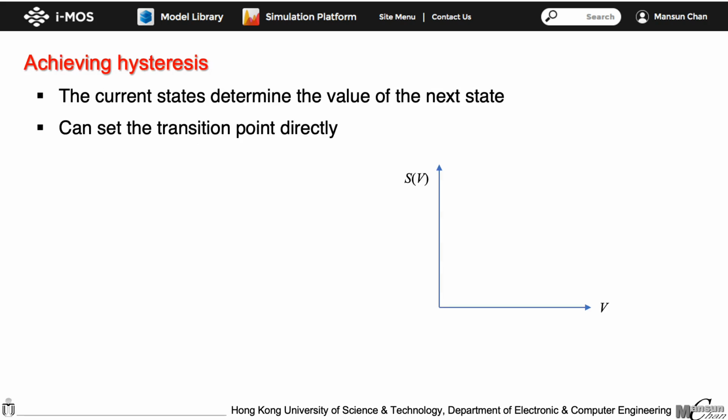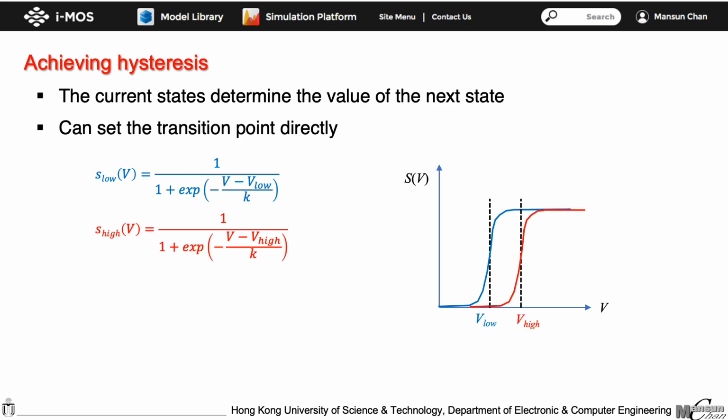Using the dynamic parameter, a simpler approach can be used to implement the hysteresis behavior directly. Here, we can use a step-like function, such as the Fermi-Dirac or hyperbolic tangent, to define the two sides of the hysteresis loop. For example, we use the Fermi-Dirac function to define the curve S low that switches at the voltage V low, and S high that switches at the voltage V high respectively. This is shown in this graph here. Now, we can define the state variable as shown in this equation, which also depends on its current value and the two functions defined earlier.